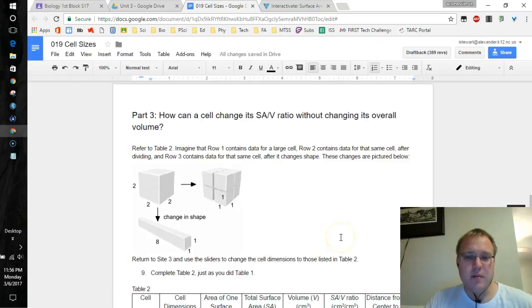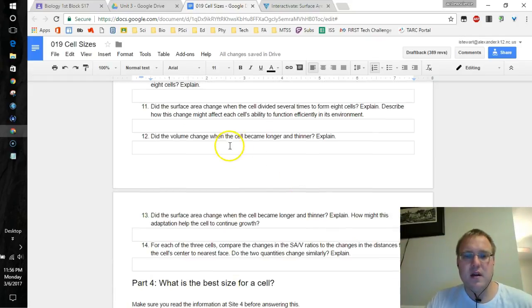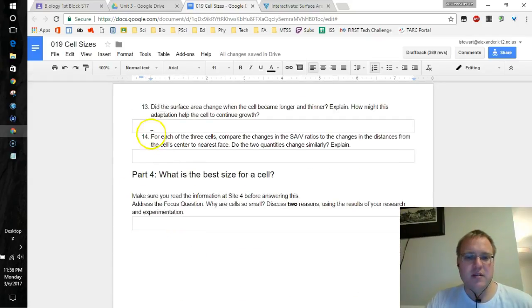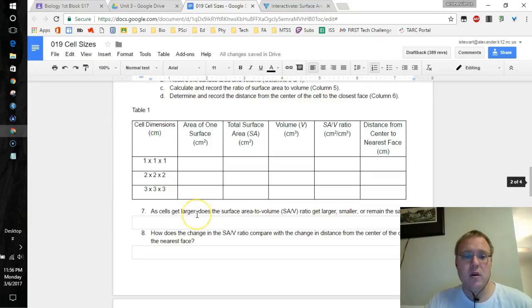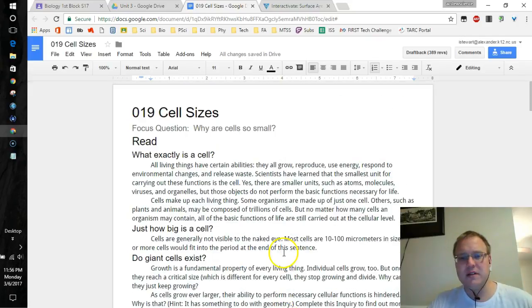All right, so you should now be able to finish answering these questions directly about this graph. Number 10, number 11, to number 14, all of those. The last link you had up above says to read this before addressing the focus question. And our focus question is what we started with: why are cells so small?